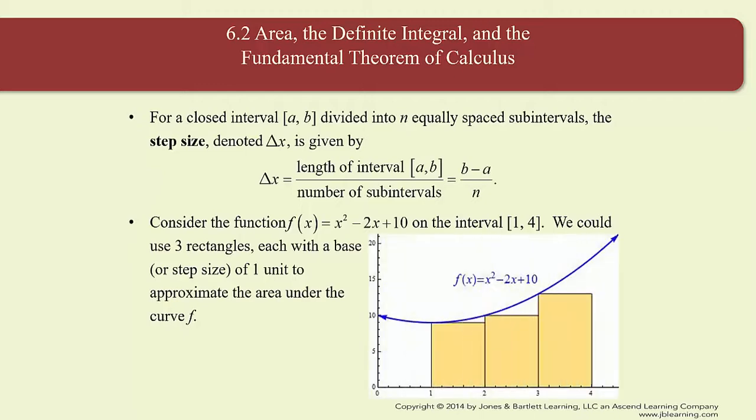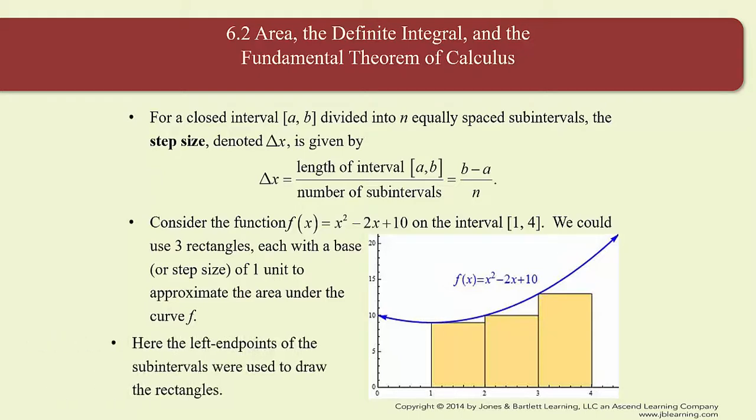So let's look at a picture of what that looks like. There's a picture of what it would look like. You see the function x squared minus 2x plus 10. There's its graph. We see the interval 1 to 4. There are 3 rectangles in there. Each rectangle has a base of 1, and we see the height of each rectangle. And let's go to the next slide.